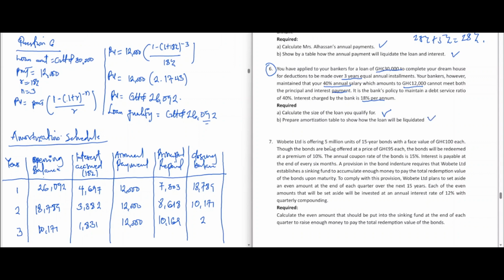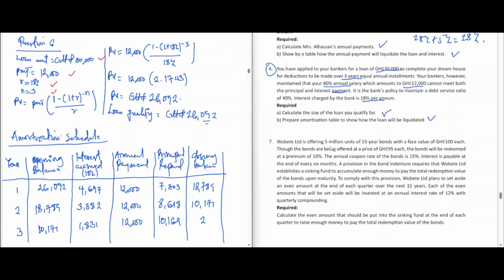So from the question, we know that our loan amount is 30,000. Our periodic payment that we qualify for is 12,000 at an interest rate of 18% for 3 years. In this case, for us to know the loan amount that we qualify for, which will be the present value, we know the periodic amount, based on the bank's policy of 40% debt service, which is 12,000, right?